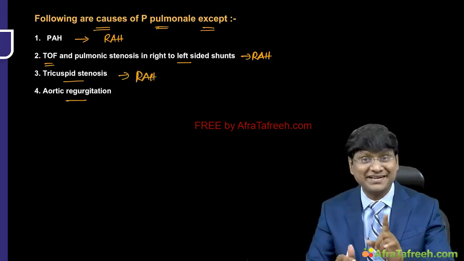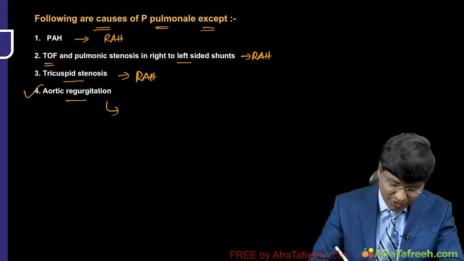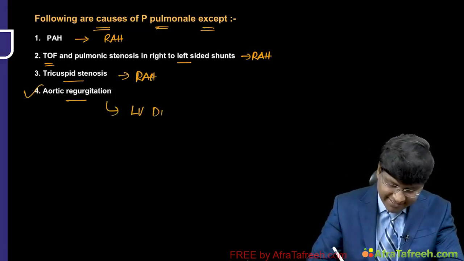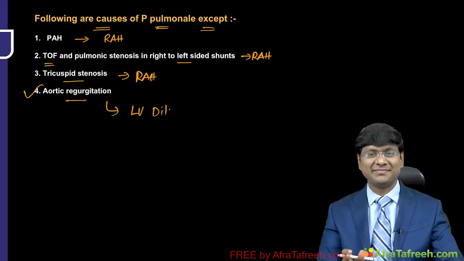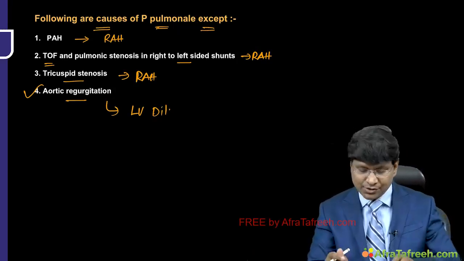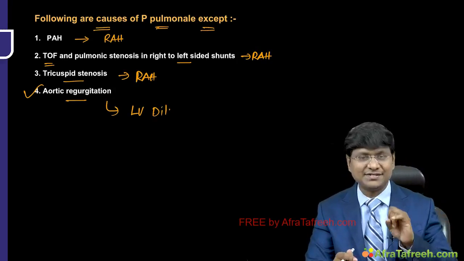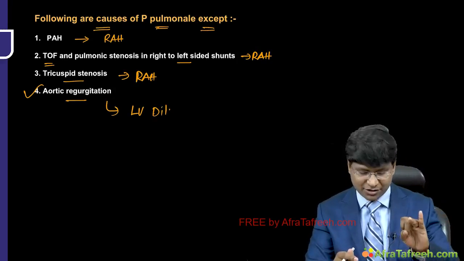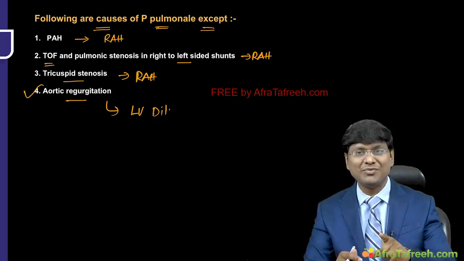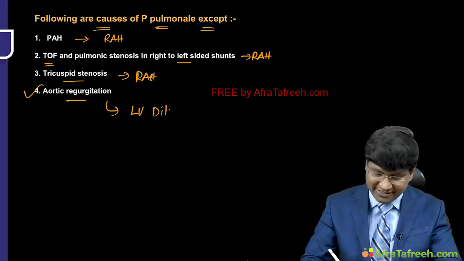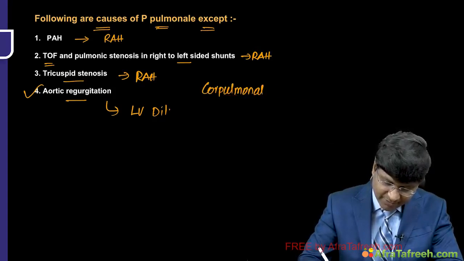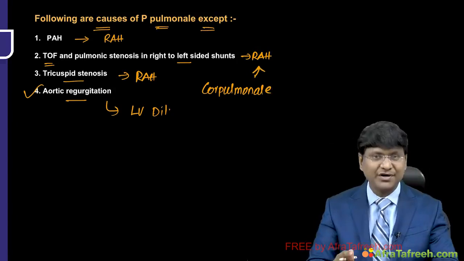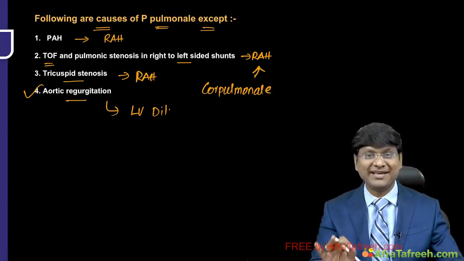But in aortic regurgitation, what you will have is left ventricular dilatation. It does not affect your right atrium. Apart from pulmonary arterial hypertension, tetralogy of Fallot and tricuspid stenosis, one more condition where you can have P pulmonale is in patients with cor pulmonale. Even in cor pulmonale, you will have right atrial hypertrophy causing P pulmonale.